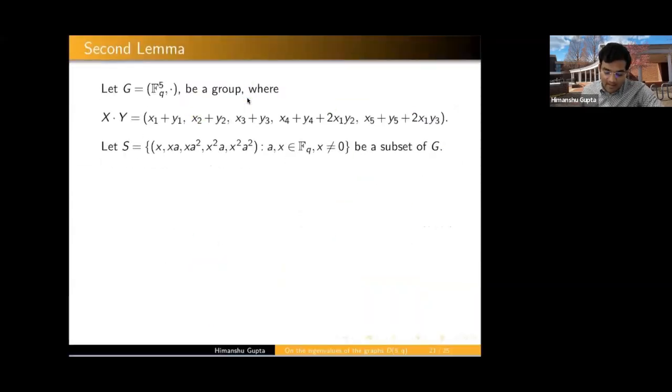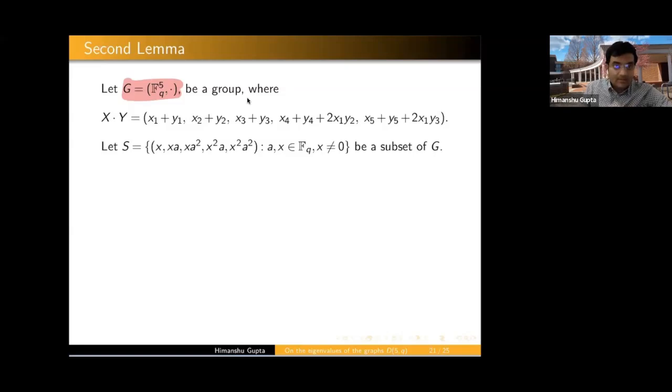Now, the second lemma I'm going to state is that the point graph of Gamma_5(q) is a Cayley graph. For a Cayley graph, I need to give you a group and a generating set. So what is going to be the group? The underlying elements are basically F_q^5, so tuples of length 5, where the entries come from F_q.